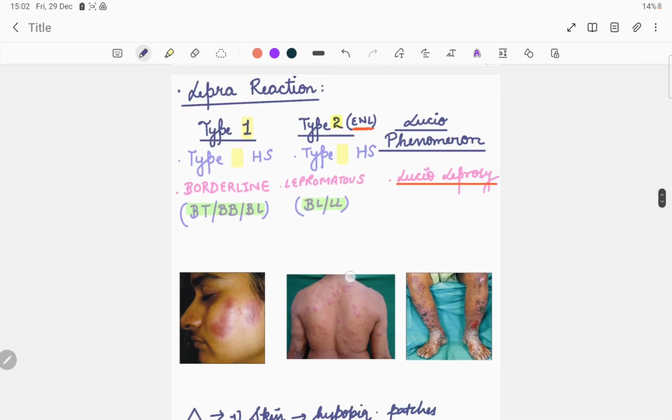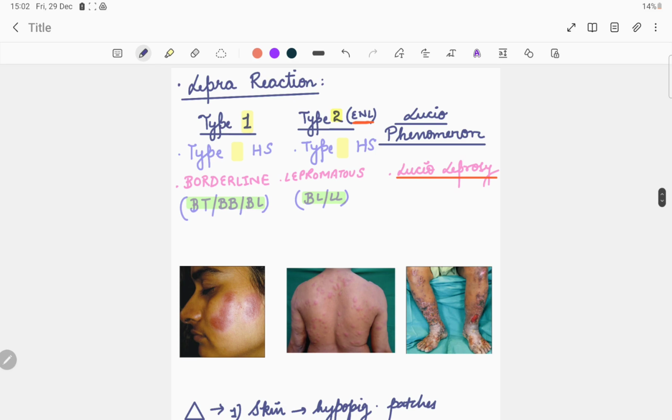Now we come to the lepra reaction. Lepra reaction is when, once the patient has initiated the treatment, then during the course of the treatment these kind of reactions might happen. These are totally normal reactions which the patient can have, so you need to counsel the patient that during the course of the treatment you might have these kind of lesions. You need not worry, you need not stop the medication, you have to continue the medications.